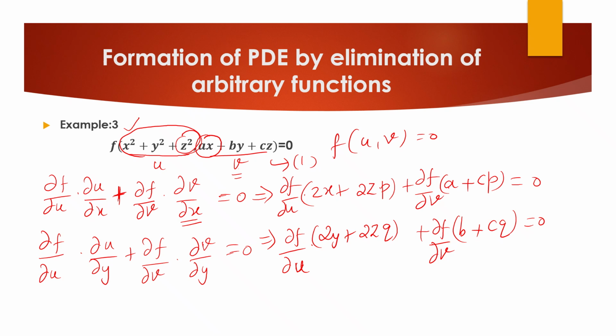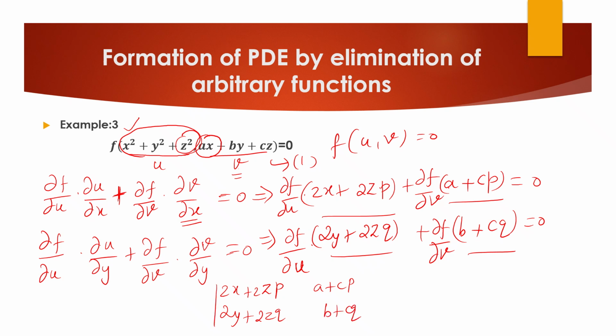So from this we are going to write the coefficients of the derivatives in a determinant. So we are going to express the coefficients in 2 by 2 determinant form, that is 2x plus 2zp and a plus cp as the first row, and 2y plus 2zq and b plus cq as the second row. And in the right hand side we have 0. So this can be equated to 0.